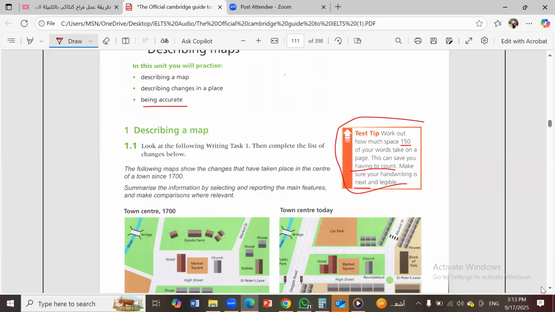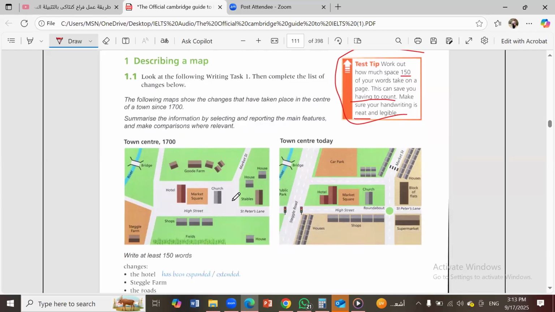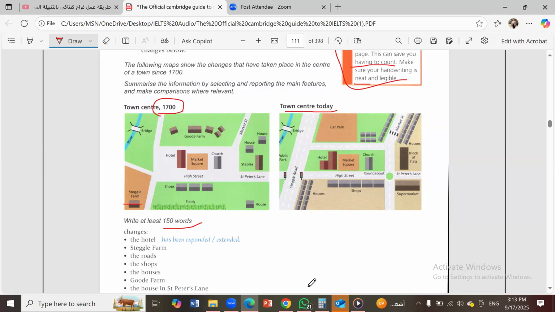So this is the kind of map we're talking about. Here is the town center in the past, and here is the town center today. So you have to describe accurately in 150 words what has changed in this town. Write at least 150 words. For example, we take a look. What is here and what is here? What are the features here, and what features are not here or changed or disappeared?